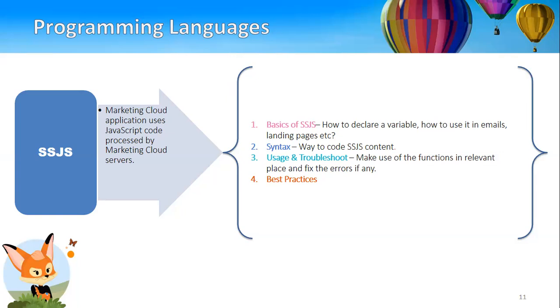So what is the major difference between AMPscript and SSJS? Marketing Cloud application uses JavaScript code processed by Marketing Cloud servers. Instead of using a browser to render the JavaScript on the client-side computer, Marketing Cloud executes JavaScript on the server side when rendering. So that is the difference between the usual normal JavaScript, what you have seen in all these days, and server-side JavaScript.